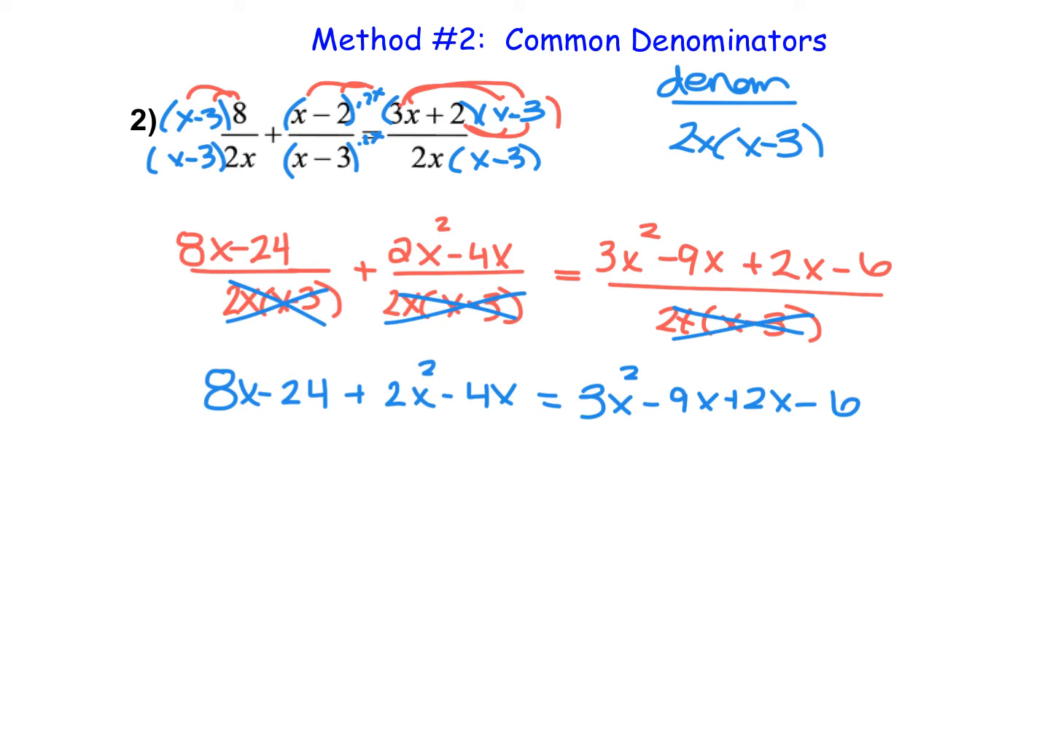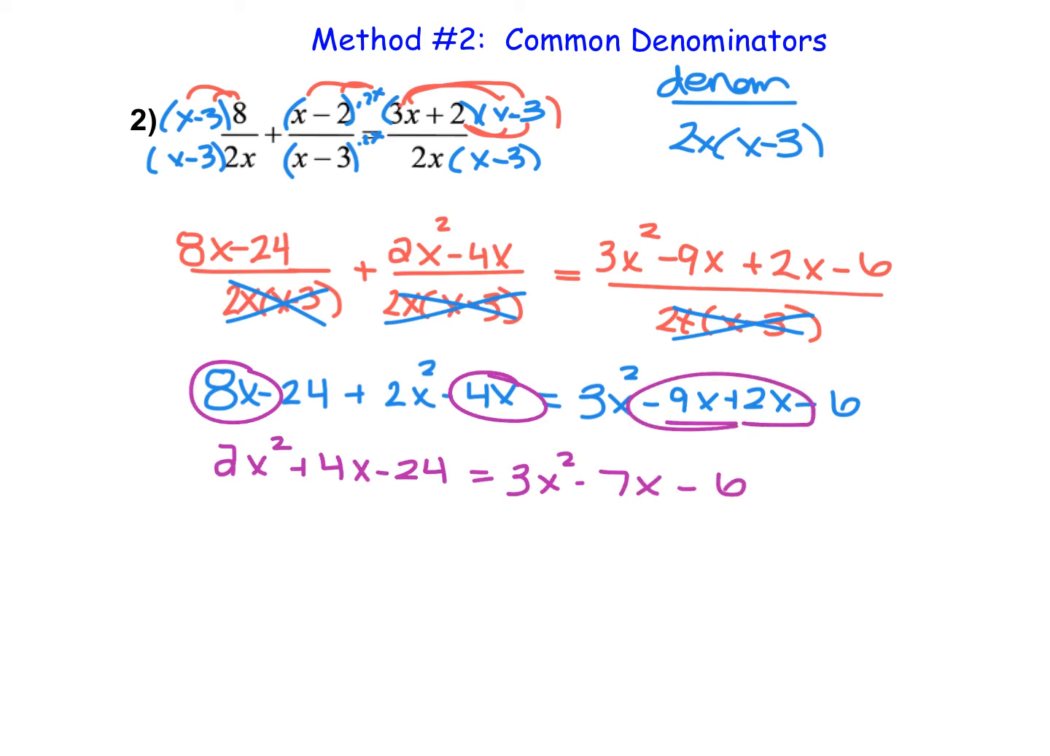Now here I'm going to simplify this a little bit by combining some like terms and writing these in descending order. So here I have 2x squared plus 4x minus 24 on the left-hand side. I combined those together and then just rearranged them. And then here I have 3x squared minus 7x minus 6 because these combine together.